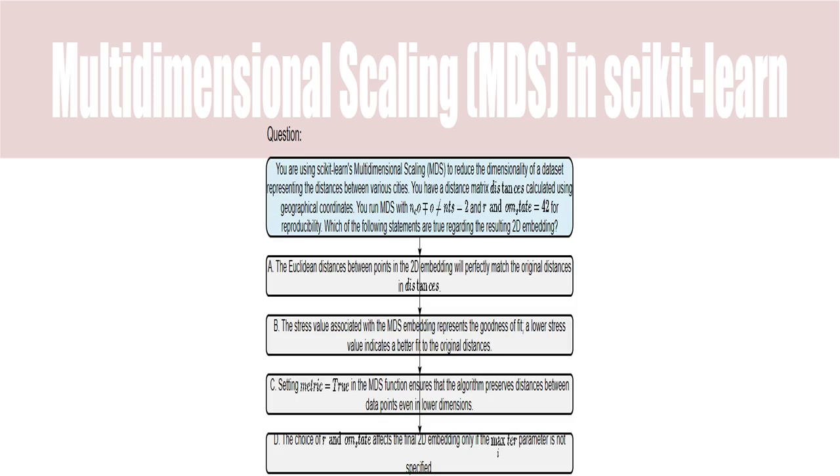I'll explain multidimensional scaling, or MDS. It's a technique we use to reduce the number of dimensions in a dataset while trying to keep the distances between points as similar as possible. Imagine you have data points scattered in a 3D space, and you want to represent them on a flat 2D map. MDS helps you do that. Sklearn provides a convenient way to perform MDS.